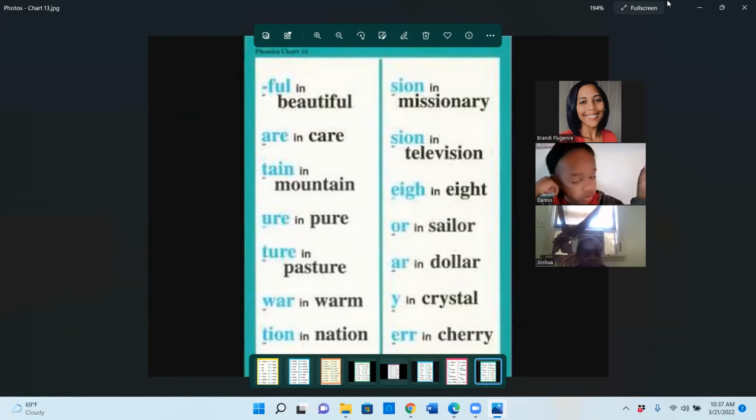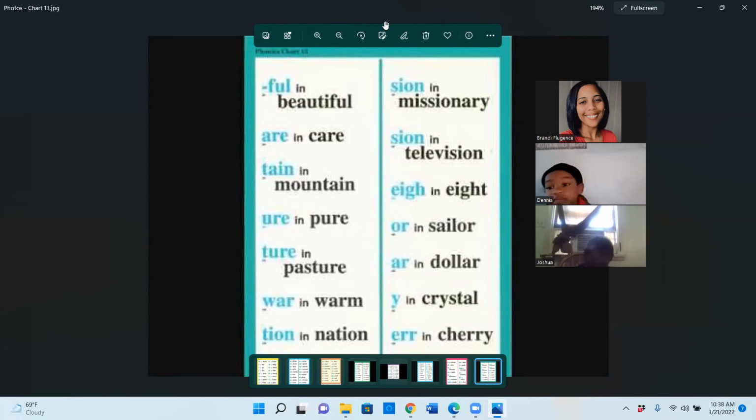SION says zhun, as in television. EIGH says A, as in aids and eight. OR says or, as in sailor. AR says ar, as in dollar. Y says ee, as in crystal. ER says air, as in cherry.